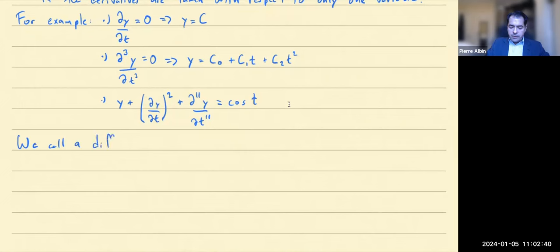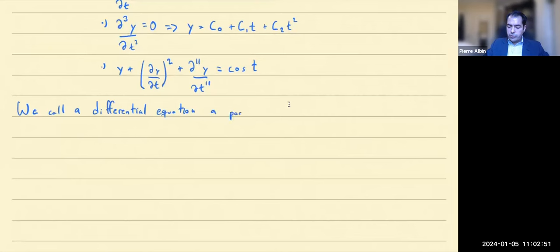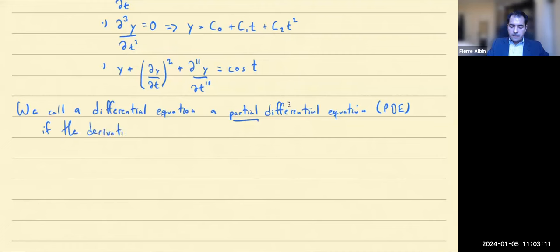We call a differential equation a partial differential equation, abbreviated PDE, if the derivatives are taken with respect to more than one variable.